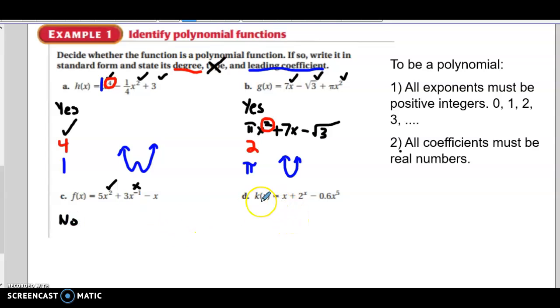Now if I look at my next one, I got x to the first, that's good. 2 to the x, that exponent's not even a number, it's a variable. So this is also not a polynomial. So that's how you determine whether or not you're a polynomial, and then also the degree and leading coefficient.